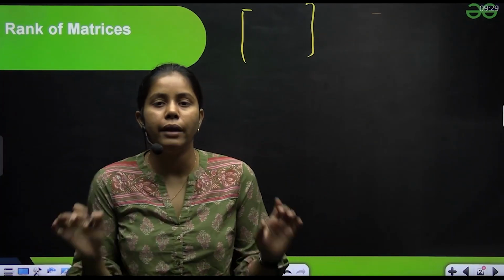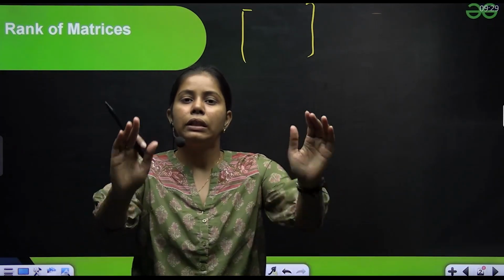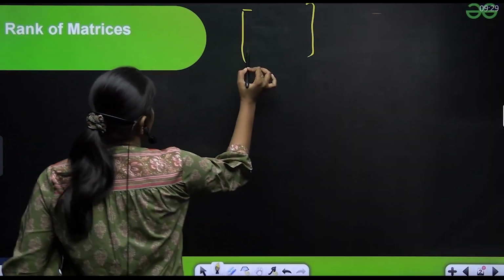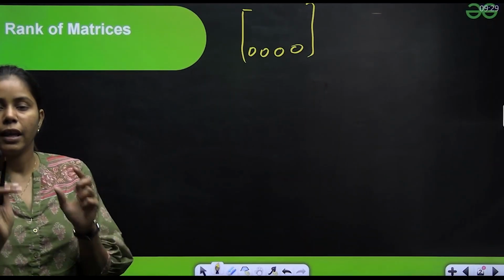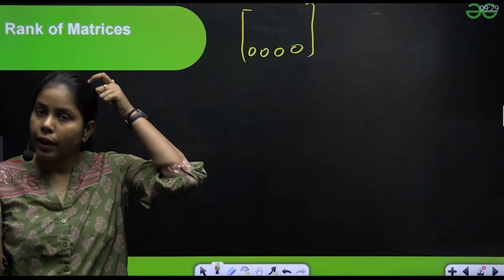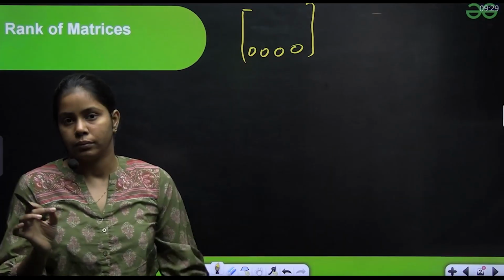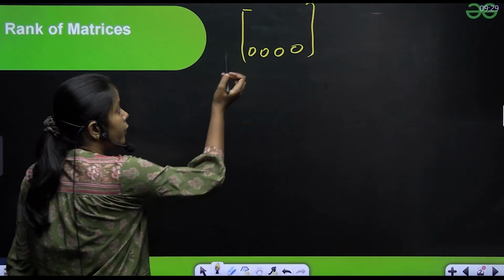zero rows, and what do I mean by a zero row? A row in which all the entries are zero. All the zero rows come at the bottom of the matrix. That means all the zero rows we have are at the bottom of the matrix. If I have any row in which all the values are zero, then I'll take it to the bottom. I'll write it at the bottom.